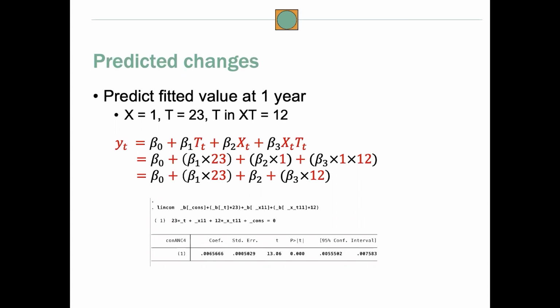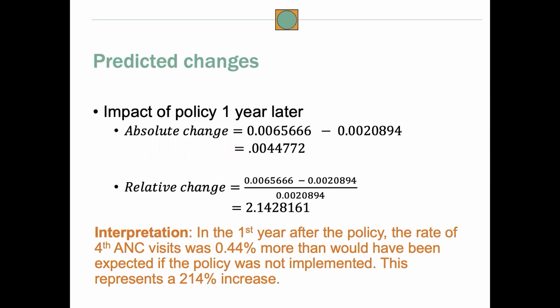And when we put this in Stata, our output was 0.0065666. And so once we plug in all the numbers, we find out that our absolute change is 0.00448 and our relative change is 2.14. And if you want to think about it as a percentage, you multiply these numbers by 100.